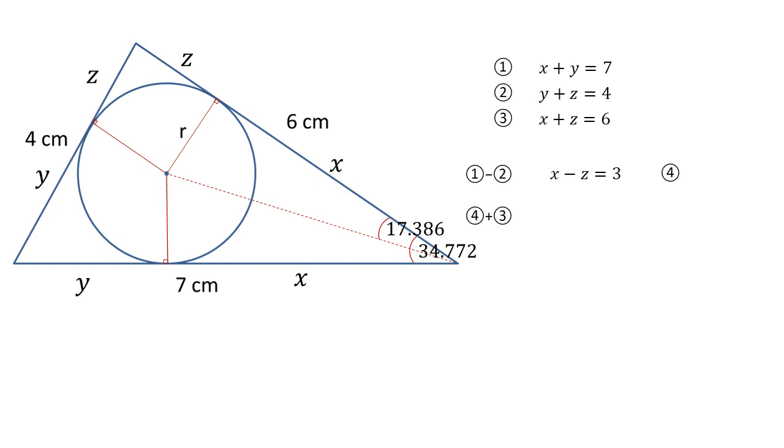I'm now going to bring this together with equation 3 so that the z's cancel out, and we get that 2x is equal to 9, hence x is equal to 4.5. We can now use this to find our radius. So we're going to use tan because we've got an angle, we've got the opposite side which is r, and the adjacent which is x. So tan of 17.386 is equal to radius r over 4.5. So r is equal to 4.5 times tan 17.386. So it's equal to 1.41 centimetres to 2 decimal places.